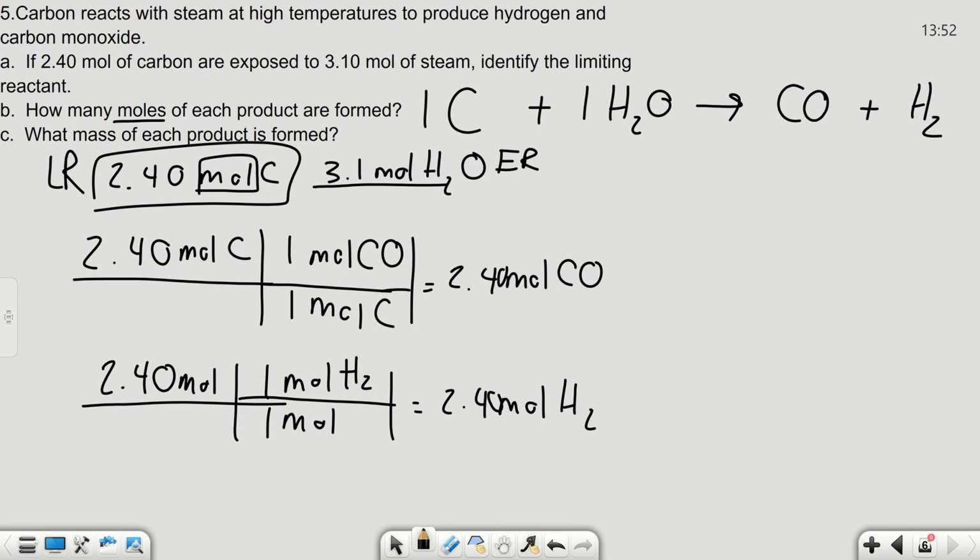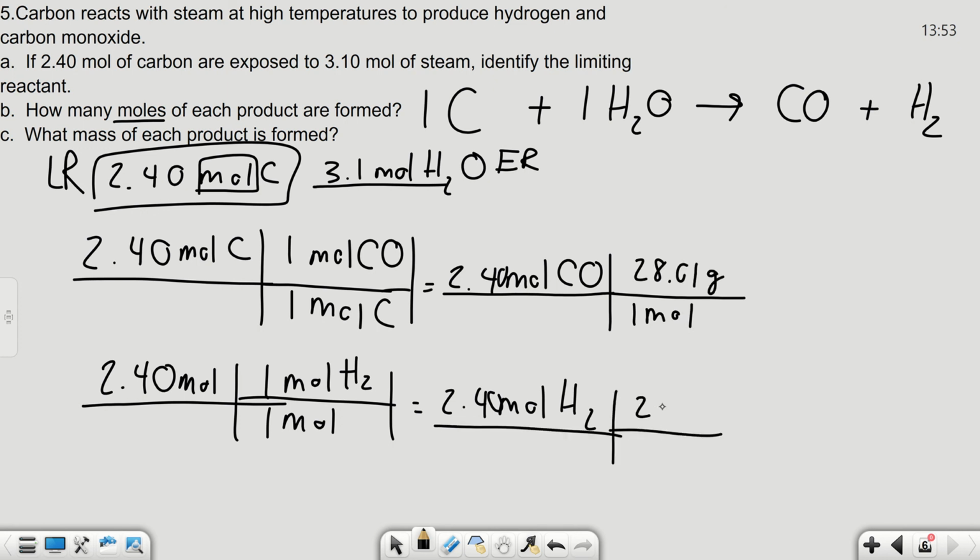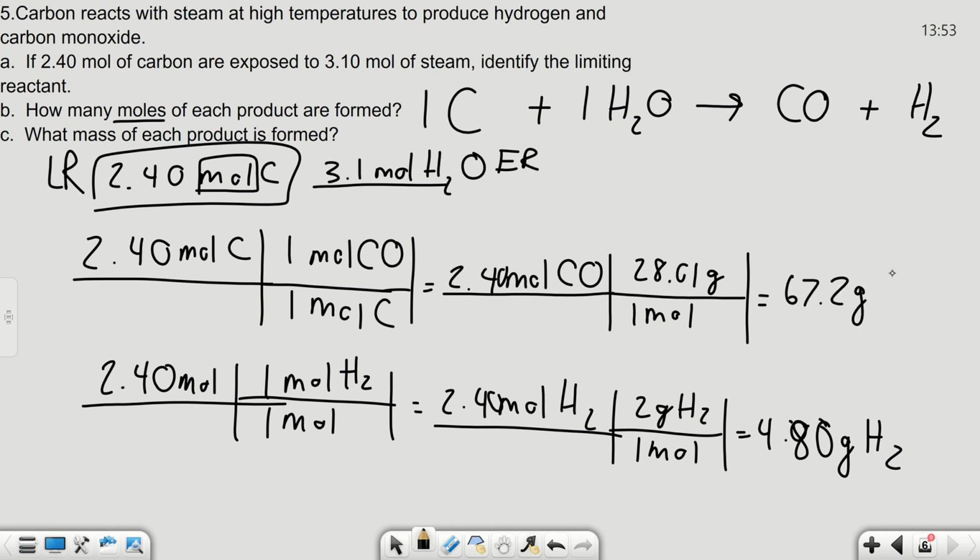All right. After that, it asks what's the mass of each product. So then you could just continue this on. 1 mole of carbon monoxide is 28.01 grams, and 2 grams of H2 for 1 mole. So you're going to get 4.8 grams of hydrogen, and you're going to get 67.2 grams of carbon monoxide. Around that, maybe a little bit different, but 67.2 grams of carbon monoxide.